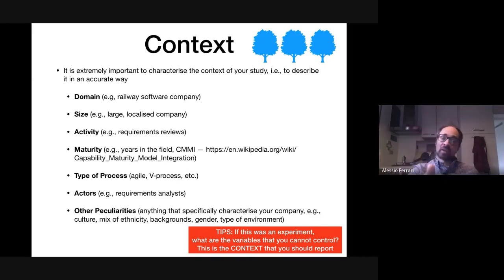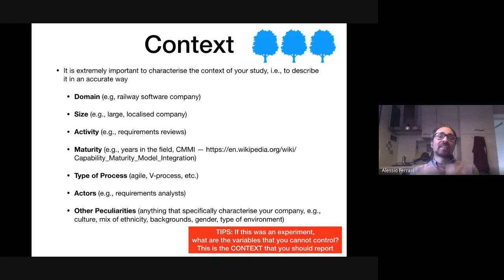For example, the maturity of the company, so how many years in the field, or estimate the maturity according to a specific model. So you see that different theories also come to help in analyzing the context. Type of processes that are considered, agile, V-process, etc. The actors involved, and all the other peculiarities that can make a reader understand better what your context is, okay?